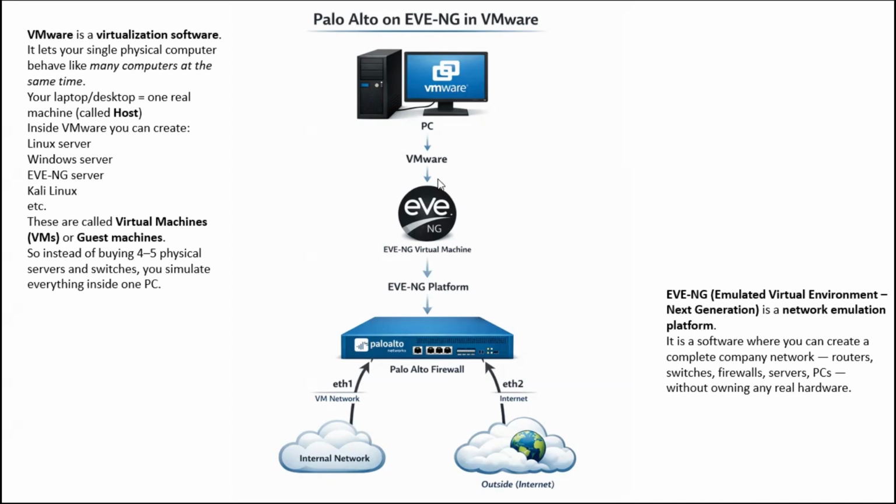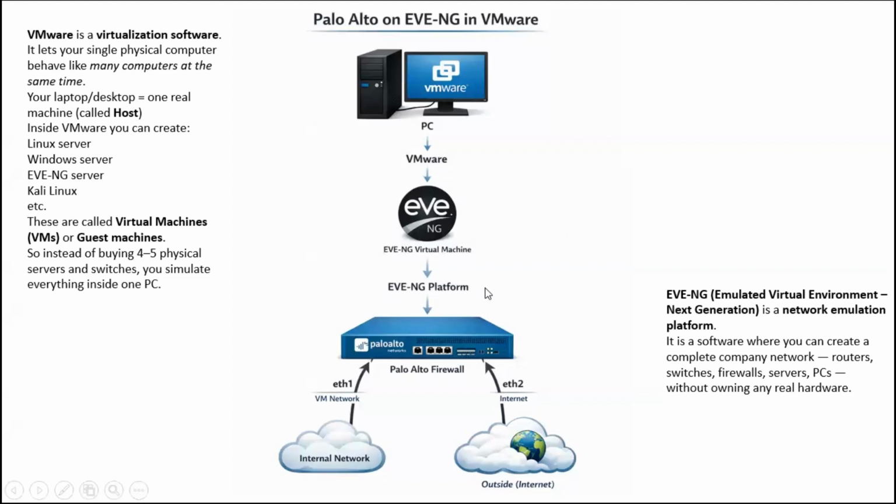So what I did, on top of my PC, I have created one virtual machine using the virtualization software VMware. Then on the VMware, I have installed the EVE-NG. Now you will ask, what is EVE? EVE-NG is basically Emulated Virtual Environment Next Generation. So it's a network emulation platform, meaning it's a platform where you can create a full network where you have routers, switches, firewalls, your PCs, all those things you can club at one place, and you can create your own topology in the EVE-NG platform.